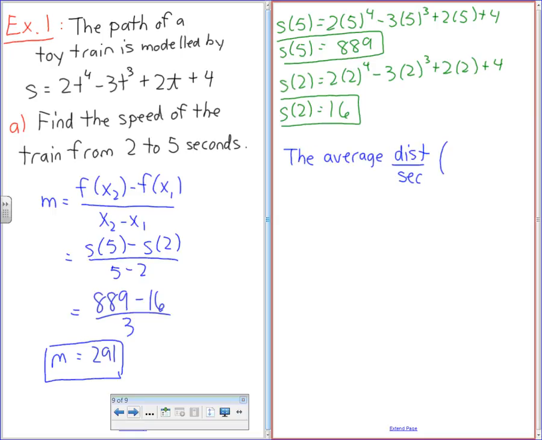What's another way, for those who are in physics, to say what distance per second means? What's distance per second? Velocity, okay. So every second they go on average 291.